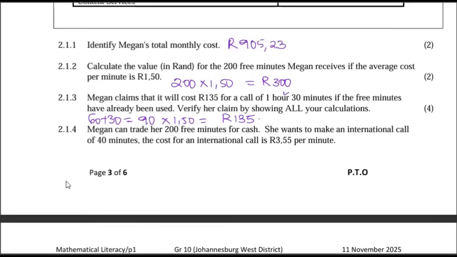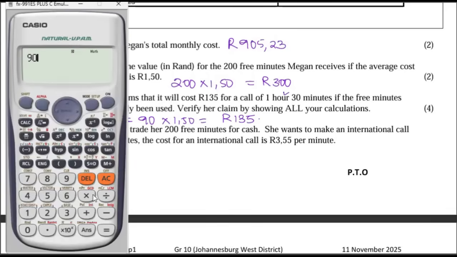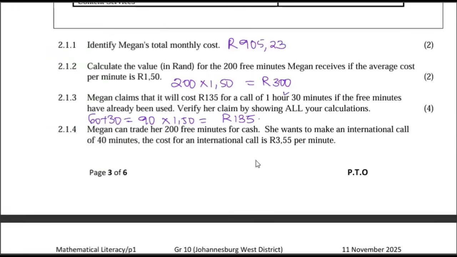We go to the 90, then we multiply it by 1.5. It's that much.